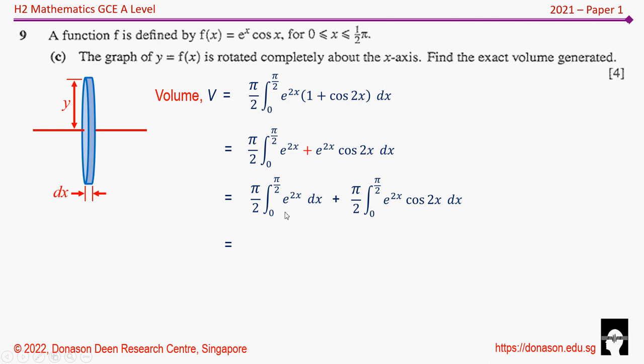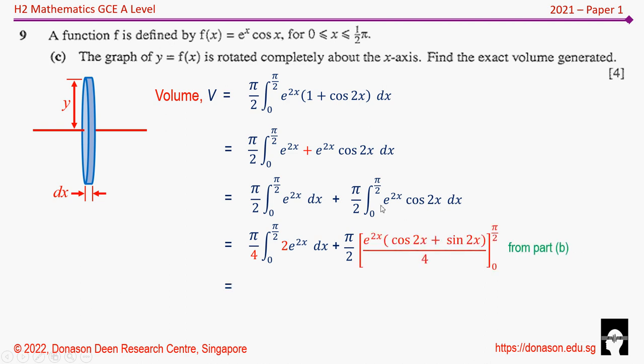Now this is quite easy to integrate. So e to the power of 2x, if you want to integrate, you can introduce a 2 here, because when you differentiate the 2x there should be a 2 here. So it's okay, you can introduce a 2 here, and outside you multiply by a half. So pi over 2, if you multiply by a half, is going to become pi over 4. And then for this side we have got a pi over 2, and this one is from the earlier part, from part B we have already shown e to the power of 2x cos 2x. When we integrate it, it simply becomes e to the power of 2x (cosine 2x plus sine 2x) over 4.